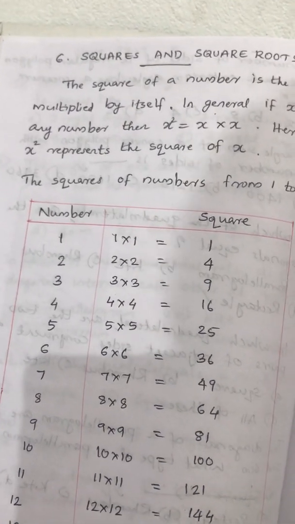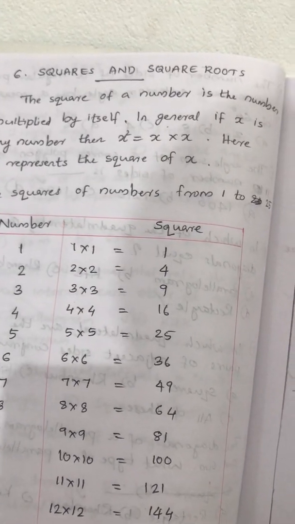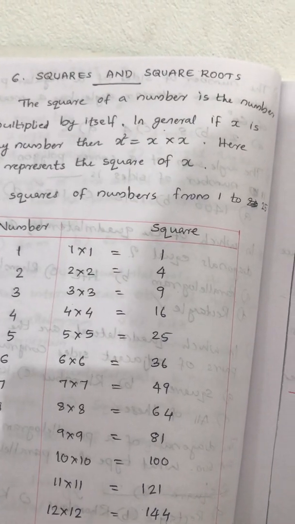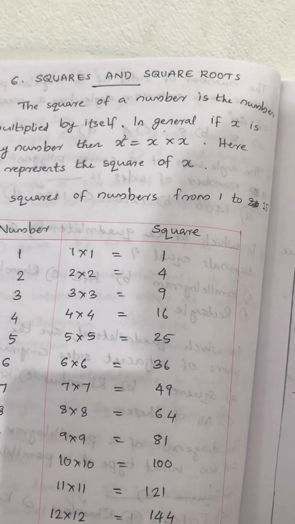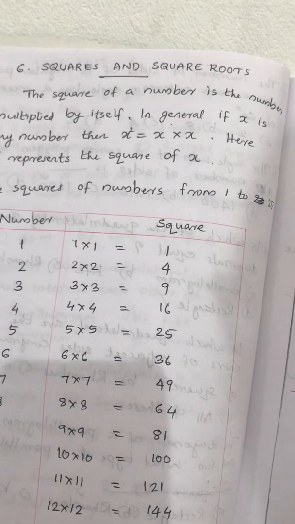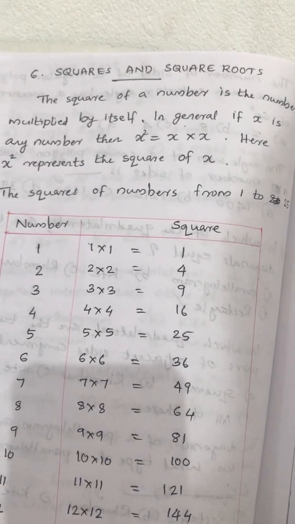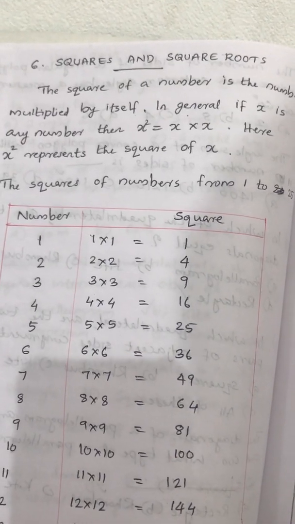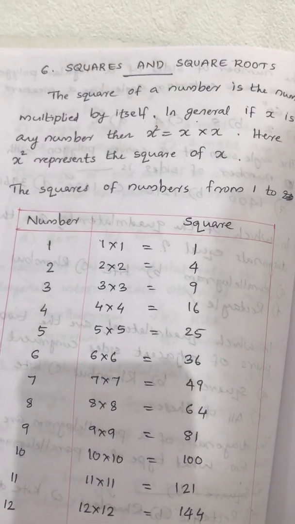So yesterday we started the chapter squares and square roots. I also sent one video, so all of you understood what is meant by the square of a number. The square of a number is the number multiplied by itself. When we multiply a number by the same number, we get its square, and you can represent it as that number with the power 2.